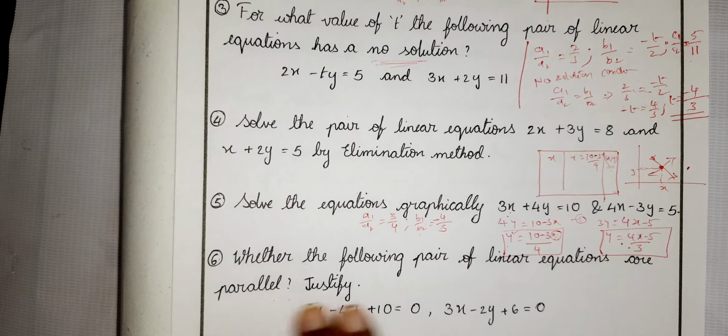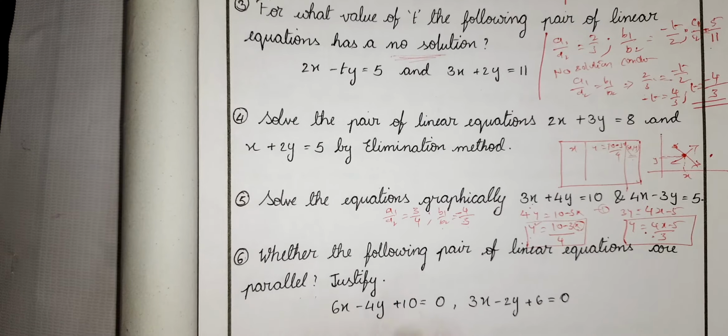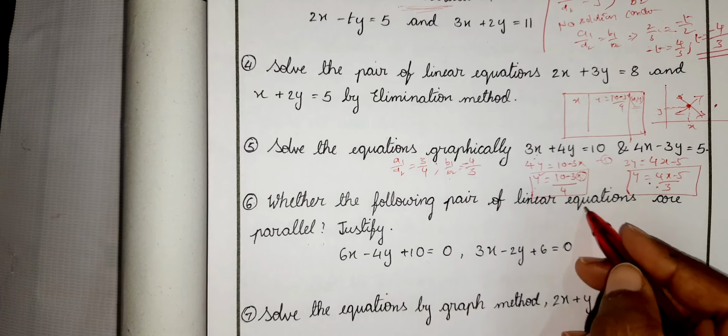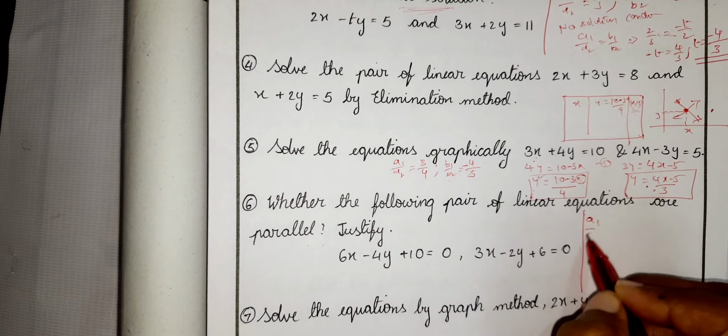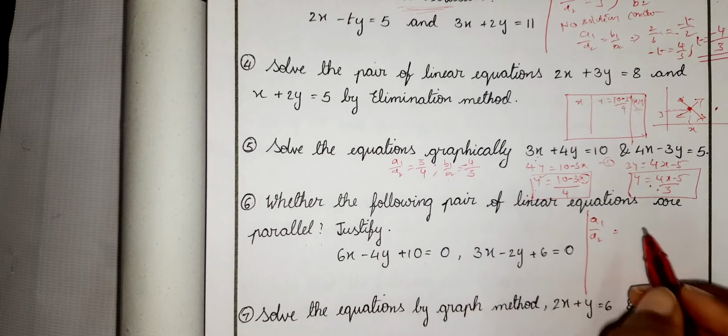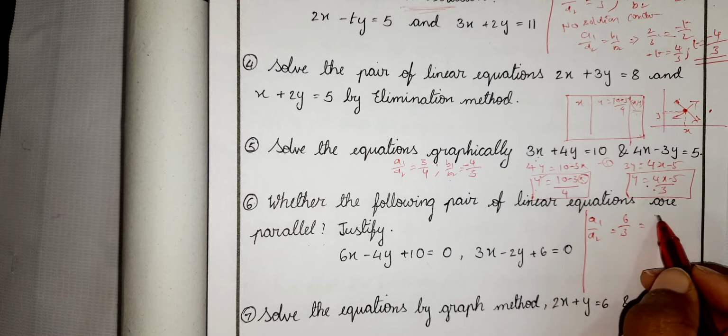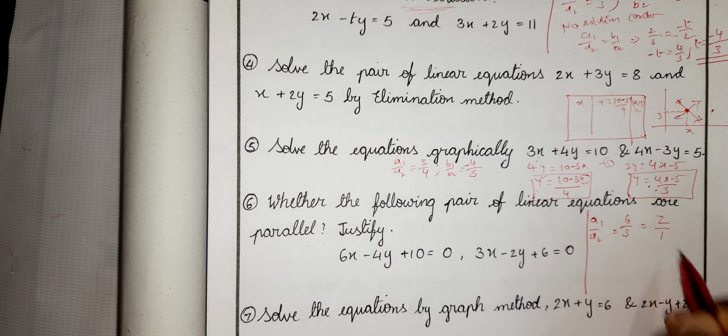Now, whether the following pair of linear equations are parallel, justify. How to find out whether they are parallel or not? The method is the same. First of all, find a1 by a2. What is a1 by a2? 6 by 3. That is equal to 2 by 1, since 3 ones are 3, 3 twos are 6.